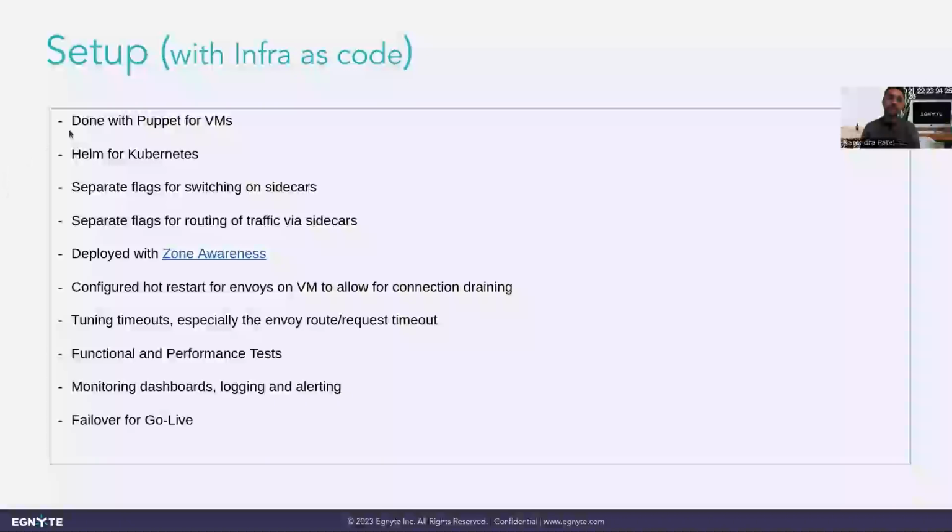We have done that with the help of Puppet for VMs. We are using Helm for Kubernetes. And one thing, with this implementation, we also wanted to get this working in a safe manner. So we have separate flags for switching on and off the sidecars, and a separate flag for routing of traffic via those sidecars. Now, why do we have these two separate flags?